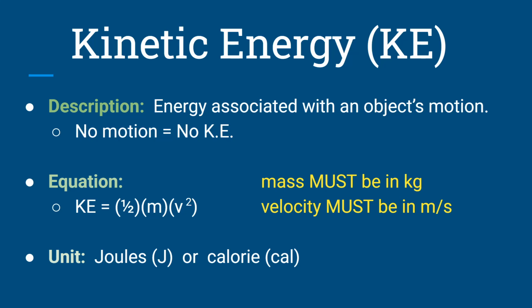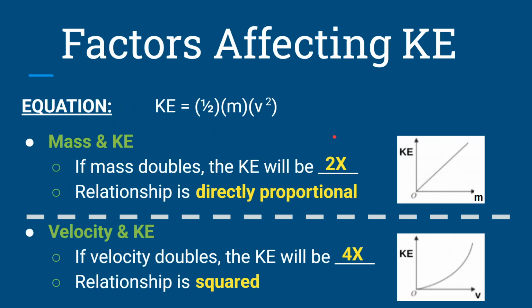And similarly, your velocity has to be in meters per second. That's the standard units that we use. So if you have a mass in grams, you will need to do a conversion. If you have a velocity in kilometers per hour, you will have to do a conversion. Units for kinetic energy are the same unit we saw for work, that is the joule. We don't really use calories, but it is acceptable as an energy unit. You just have to do a conversion because you want everything in joules.